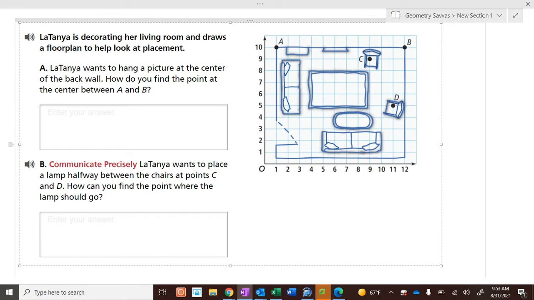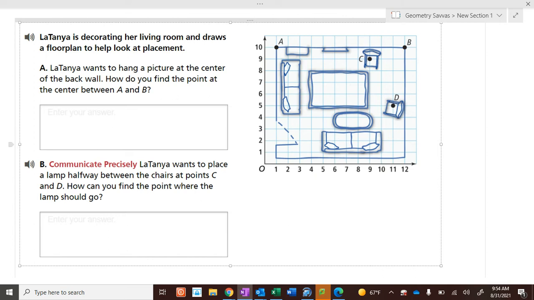Where are you going to pound that nail? How's she going to figure that out? How would you figure that out? Okay, so she's got it basically on a grid system where this is at 1 and this is at 12. Tell me on the grid system how you'd find the center. By looking at the grid there, what is the center of that?